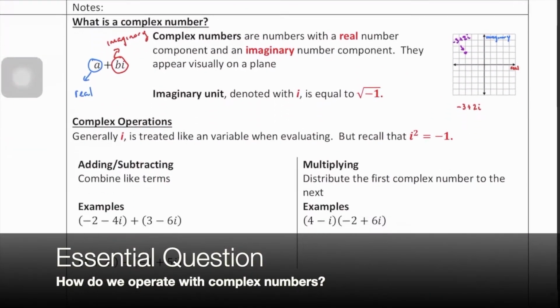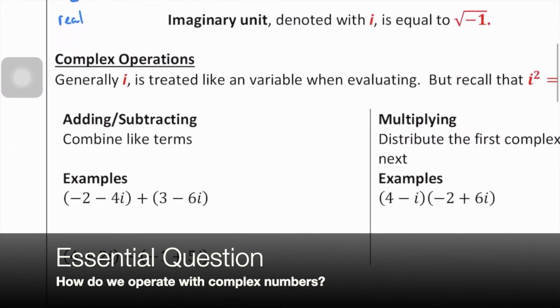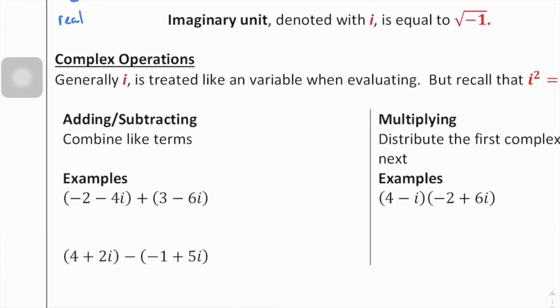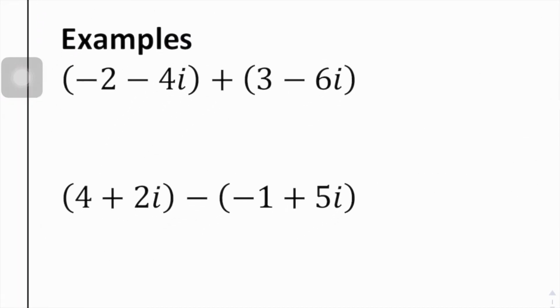Now, how do we operate with complex numbers? When you're adding and subtracting, all you're doing is combining like terms. We treat that i just like it's a variable. So when I take a look at this first example, we're adding these two complex numbers. I see this addition sign that tells me I'm going to add. So I'm just going to combine like terms: real components with real components, imaginary components with imaginary components.